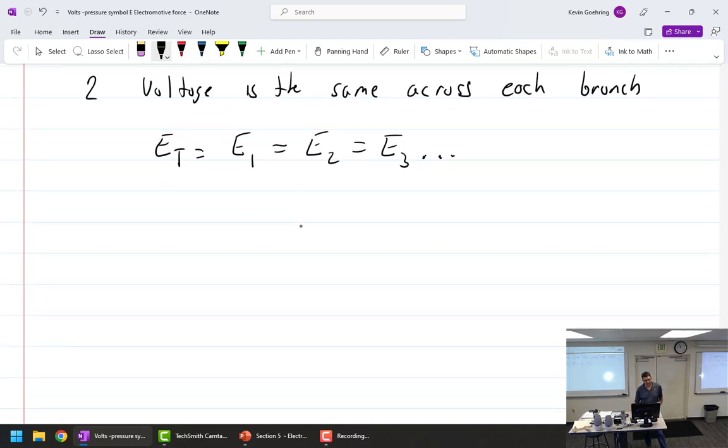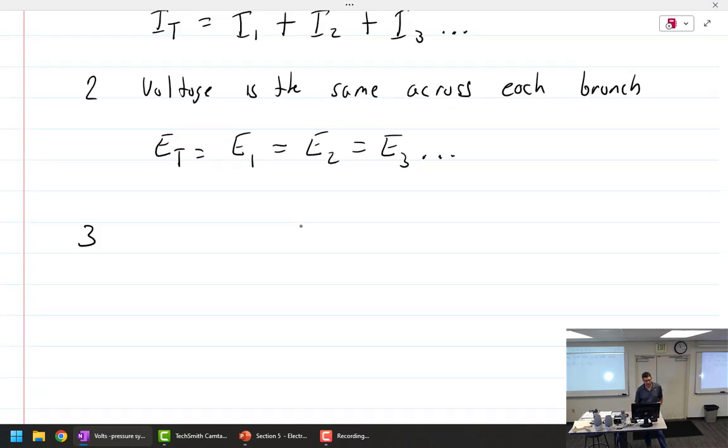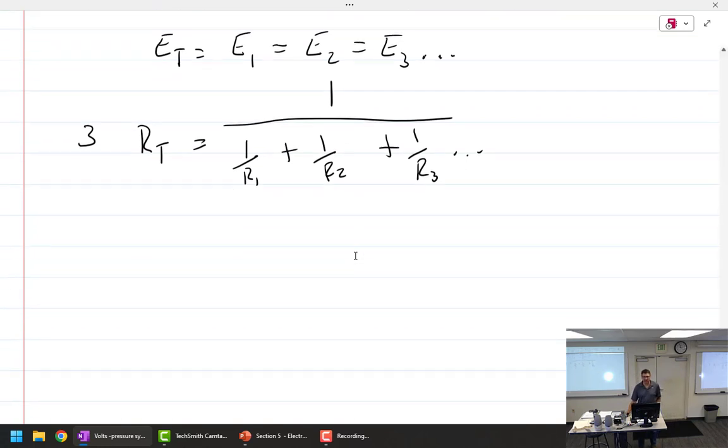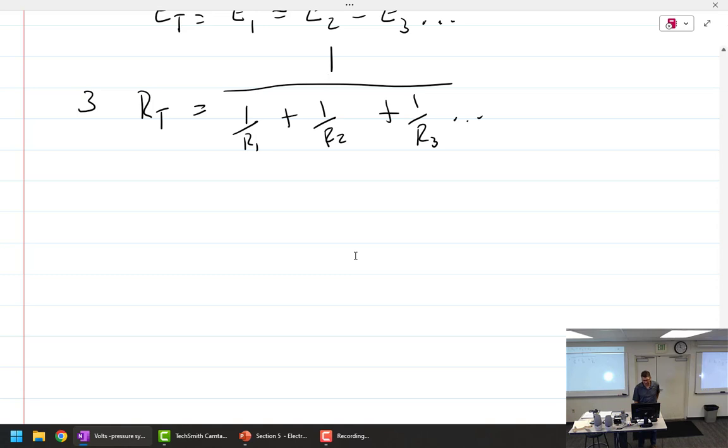And resistance is a little goofy. So R total is the inverse of R1 plus the inverse of R2 plus the inverse of R3, on and on and on, and it's actually the inverse of all of that. And I will explain that in a second. There are a couple of rules with resistance that will help you.